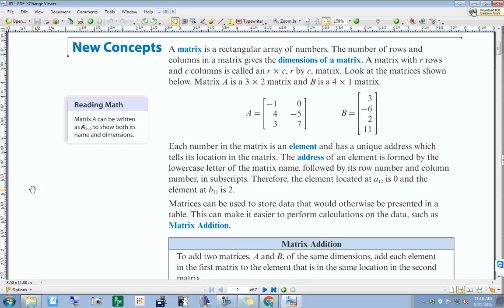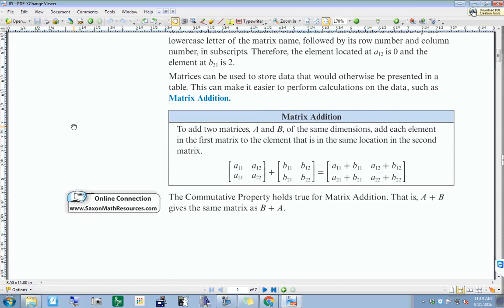Now, matrices can look like anything that they want. They're always going to have a number of rows and a number of columns. So if I look at A here, this is a 3 by 2. 3 rows, 2 columns. Always identifies rows by columns. So B is a 4 by 1 matrix. That's all it is. The stuff that's inside, we identify as elements. That's really all that it is.